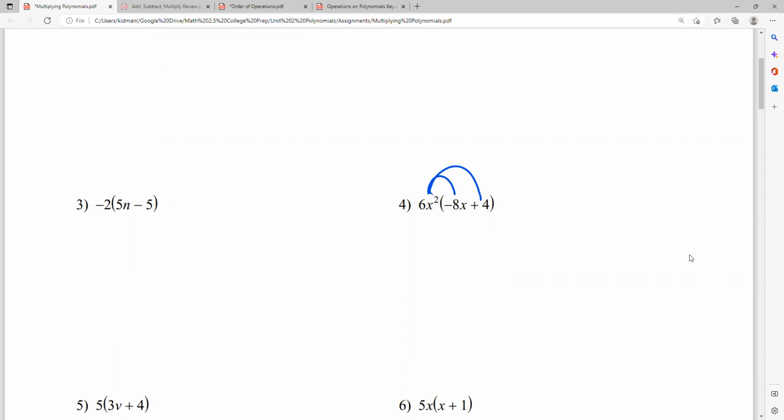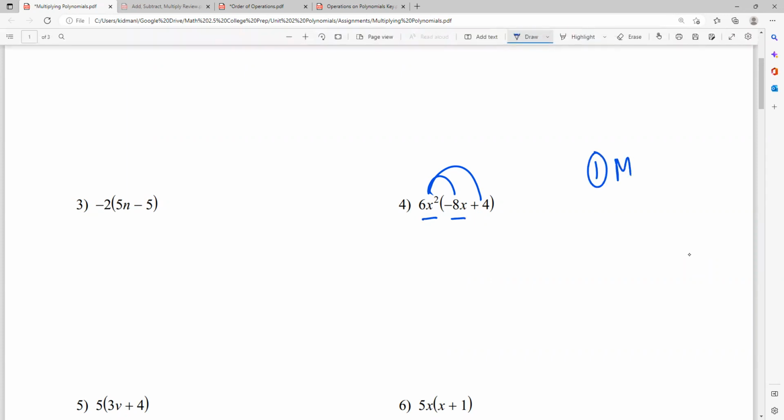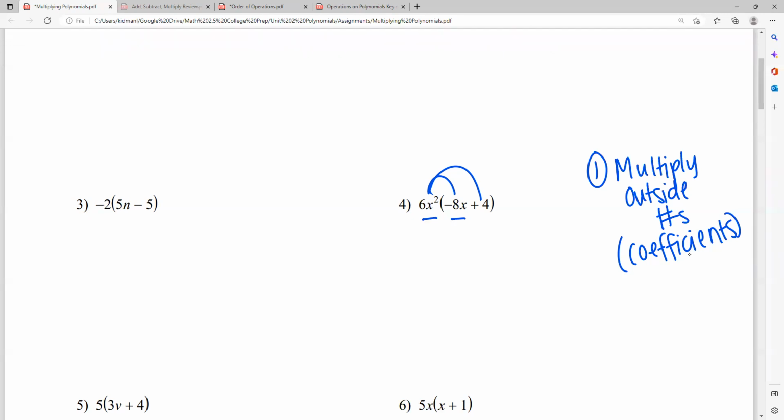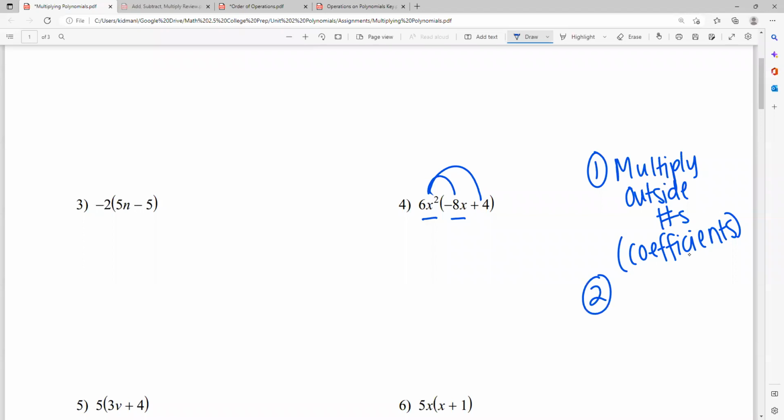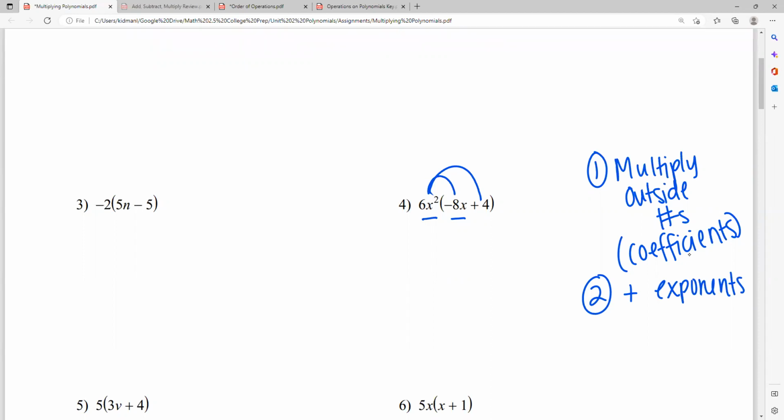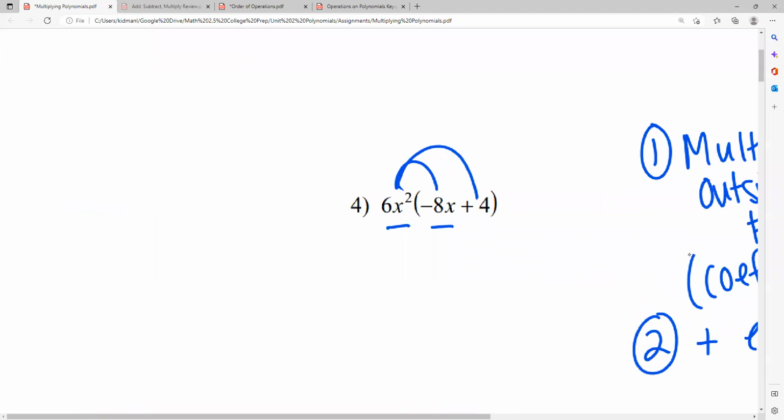So when you multiply anything that's just one times another, like the 6x squared and this negative 8, you're going to start by multiplying the outside numbers. Those are the big numbers, right? We call them the coefficients. So we're going to start by multiplying the coefficients. After you've multiplied your coefficients, we're going to add the exponents. Those are the little numbers. If there's no number there with our exponent, for example with this negative 8x, you're going to put a 1 right there. So it's a negative 8x to the first.